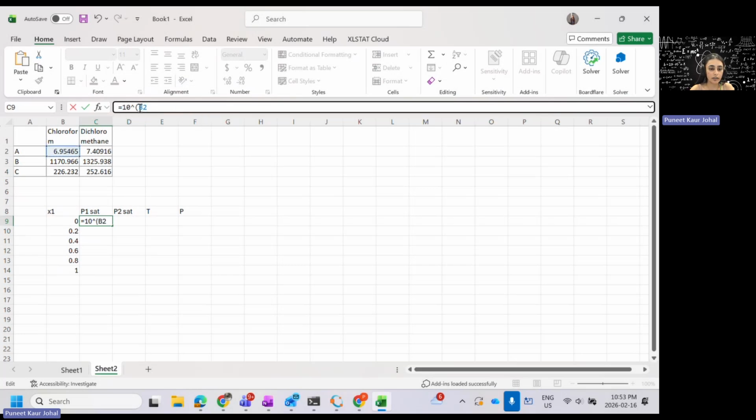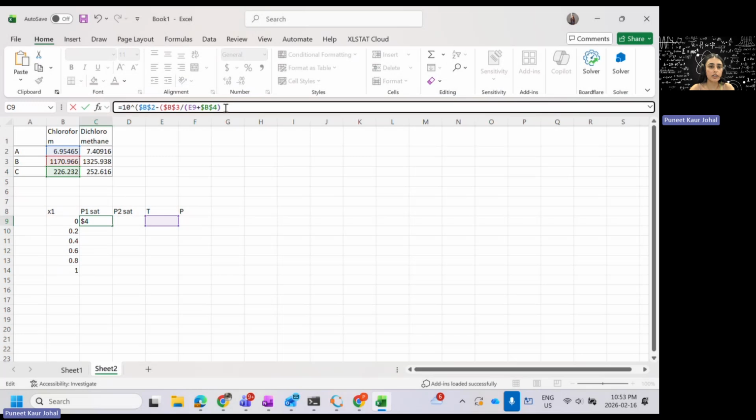This is going to stay consistent for all, so we can use the dollar signs. The A value, and then we have minus the B value divided by T, which is something that we're going to have here, plus the C value over here, which I'm also going to anchor.